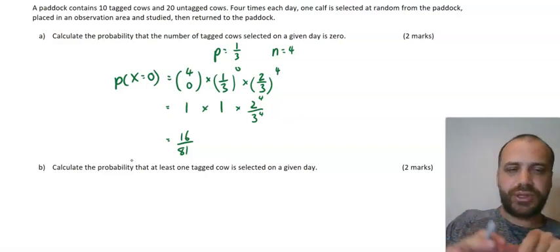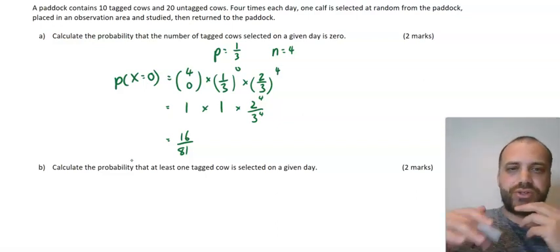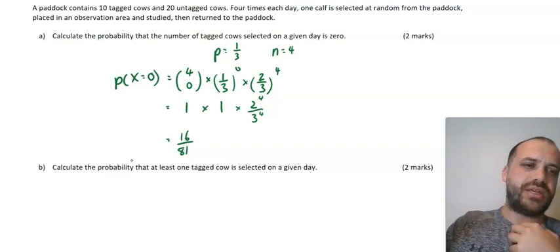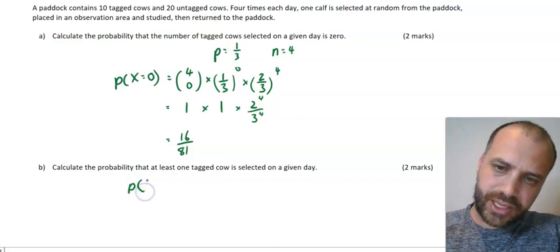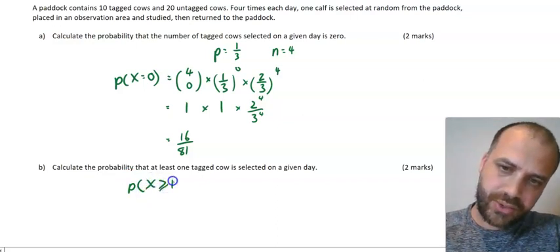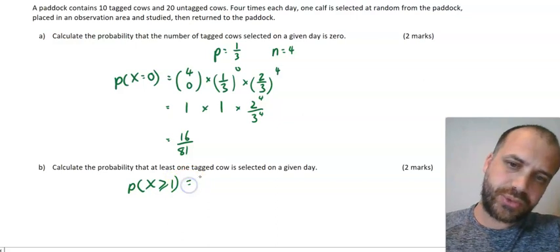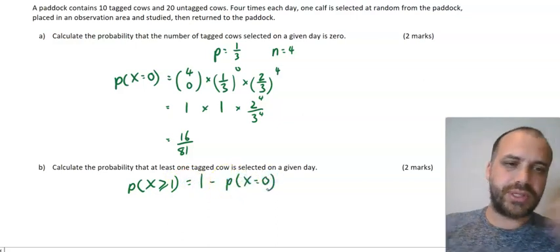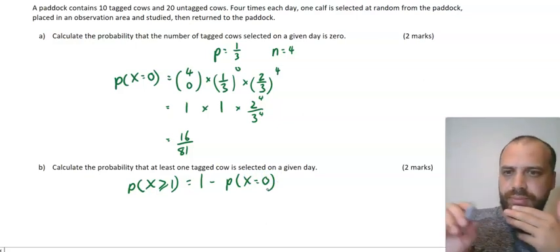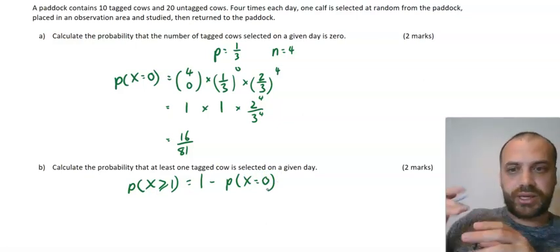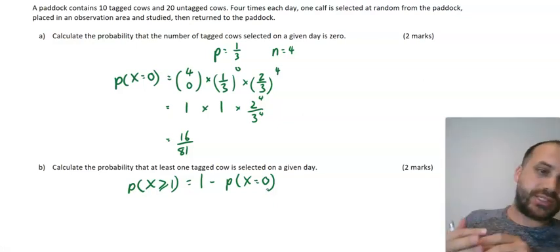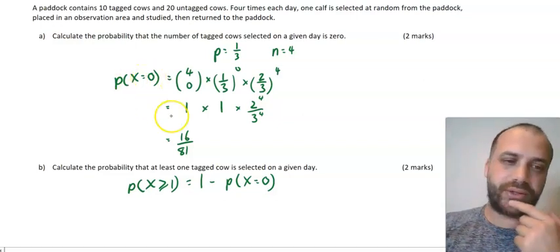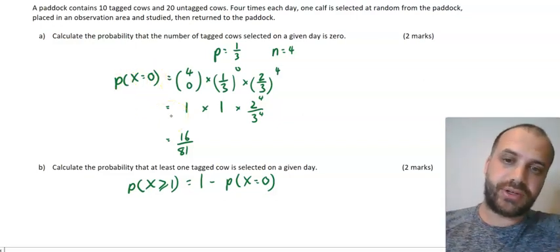Now a lot of you are going to look at that and think, this is tech-free, I can't do "at least one", I need like Binomial CDF on my calculator. But the probability that x is greater than or equal to 1 is equal to 1 minus the probability that x is equal to 0, right? Because if you want to get 1 or more than that, there's only one other option, exactly 0. And thankfully, we've already calculated the probability of getting exactly 0.